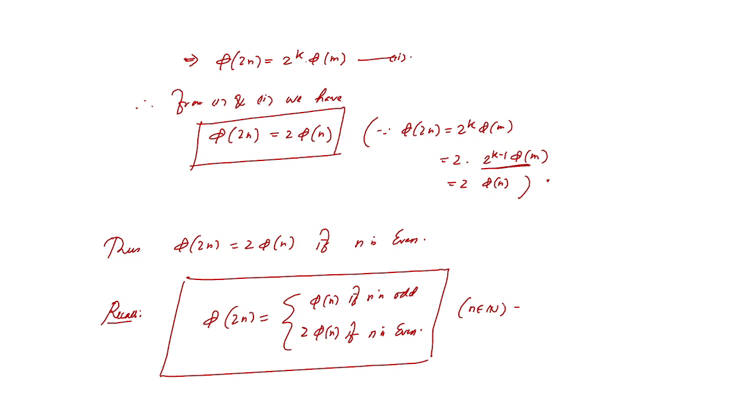Now we'll solve again some important problems. Question number 7, question number 8. This problem is also important for calculating university examination. Prove that phi of n square is n into phi n for some positive integer n.